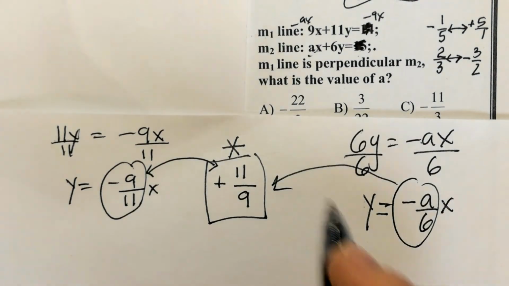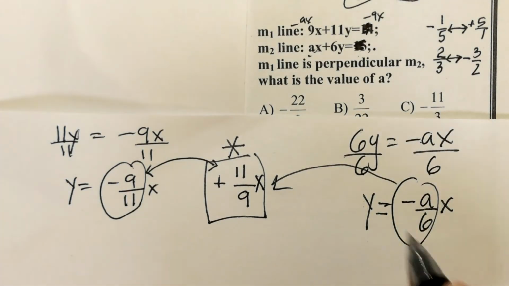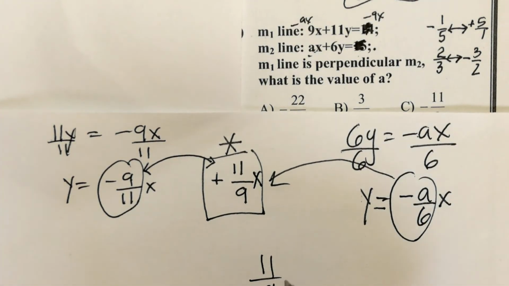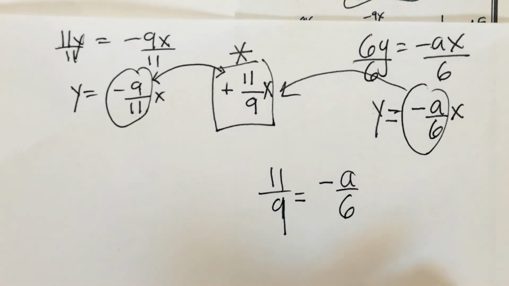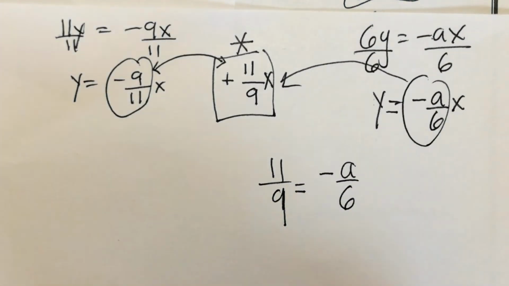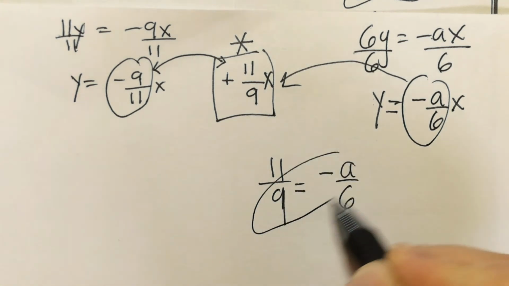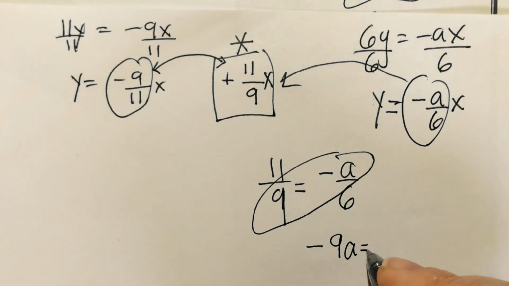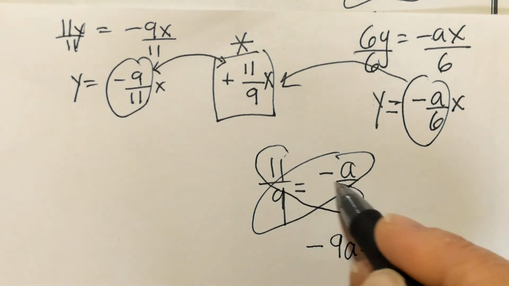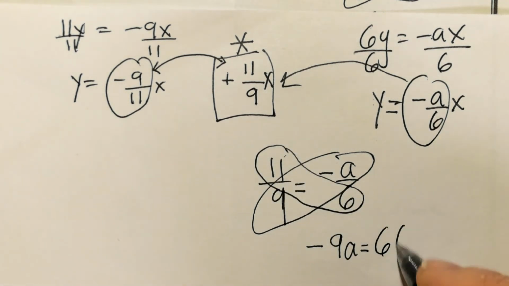So what do I do? All right, I take what I want it to become. Notice this is a 9. And what I currently have. I'm going to use cross multiplication to solve this. So 9 times negative a is negative 9a. And 11 times 6 is 66.